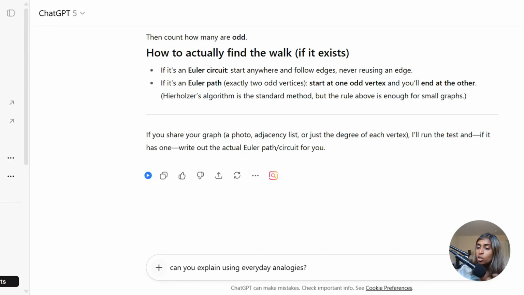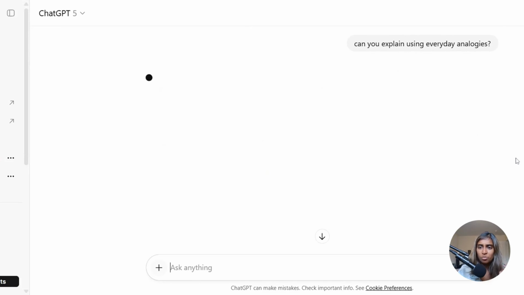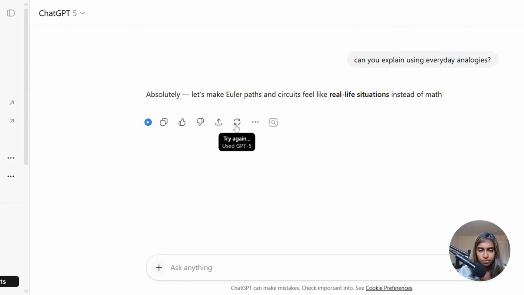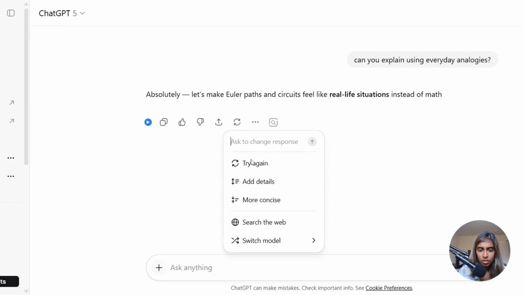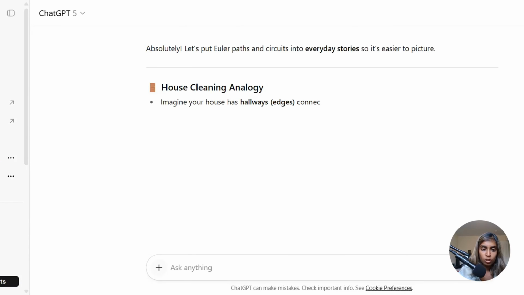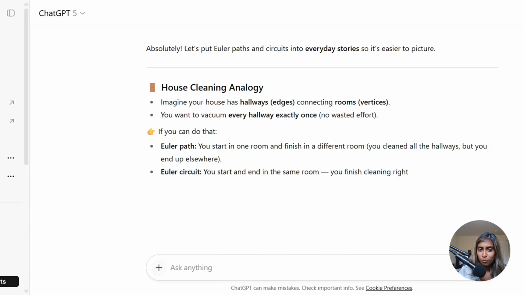Just like you are asking for a story, in this case I'm asking for an everyday analogy. Maybe you could ask for a very girly analogy if that's what you want, or an analogy related to cars or something like that. Oh, what happened? It stopped generating. Try again. If it sometimes just stops generating, say try again, because I personally understand things better in simple everyday terms compared to math terms.